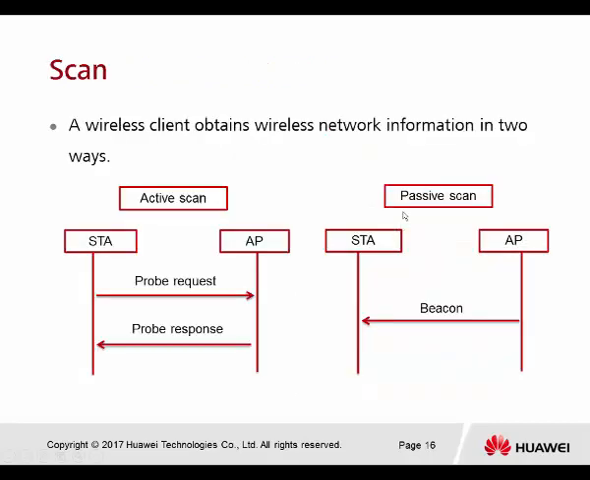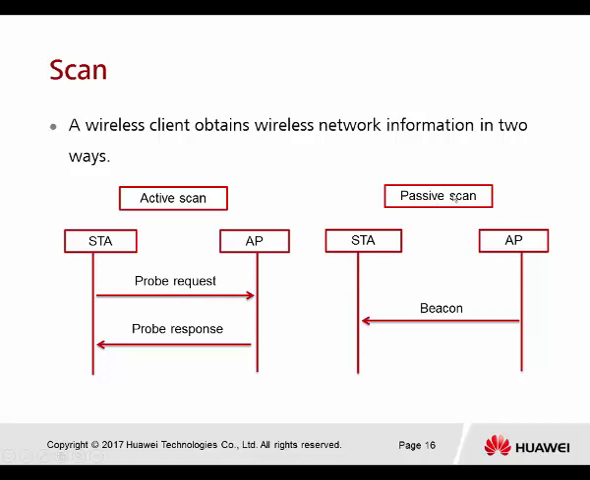The scanning mode. A wireless client obtains wireless network information in two ways: the active scan and the passive scan. In active scan, the PC will periodically broadcast the probe request to the surroundings. As long as there is any AP within my coverage area that can provide wireless services with an SSID, the AP will reply with a probe response. This is why we are able to see the SSIDs on our device. You can see so many SSIDs on different channels because once you turn on the Wi-Fi, your device will send probe requests non-stop.